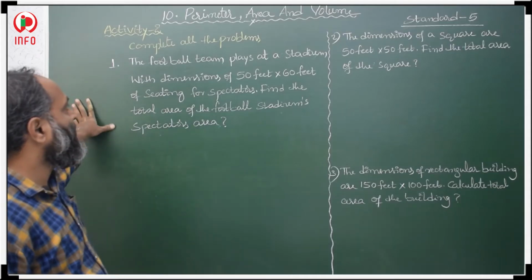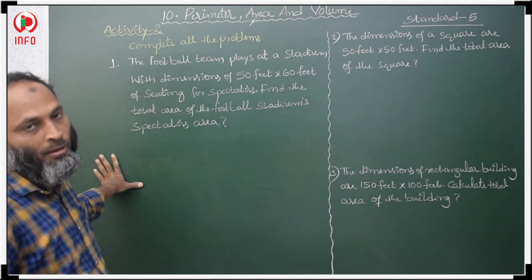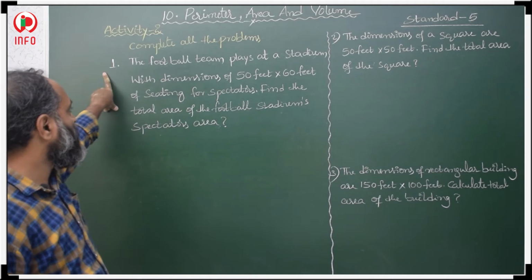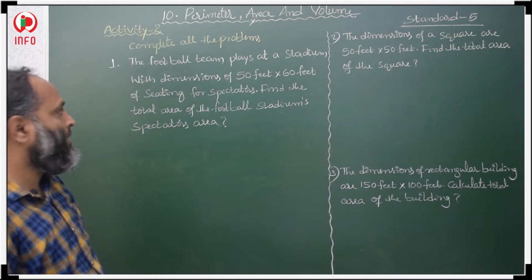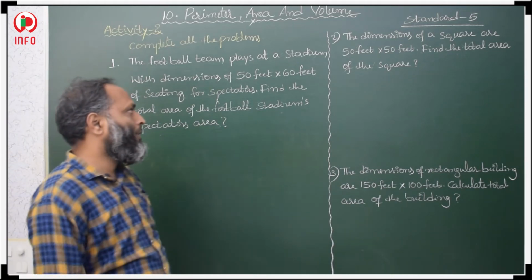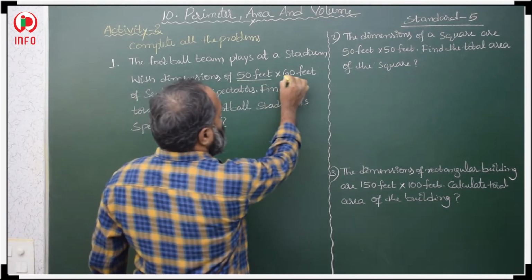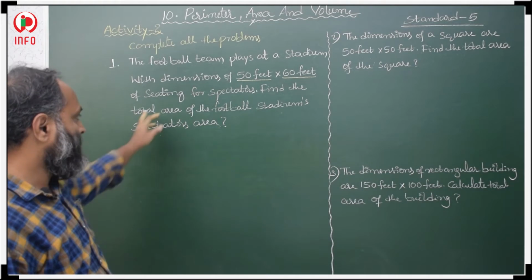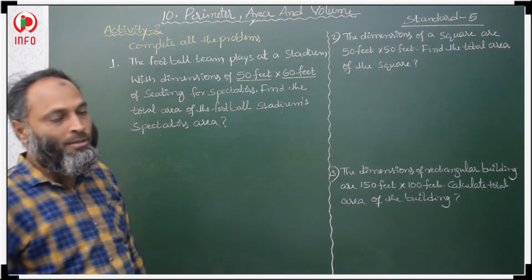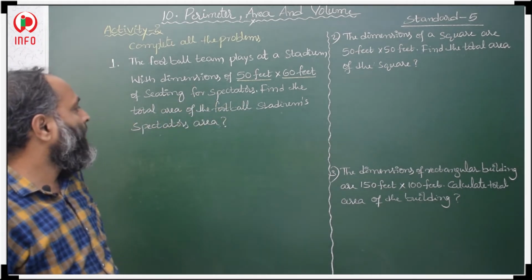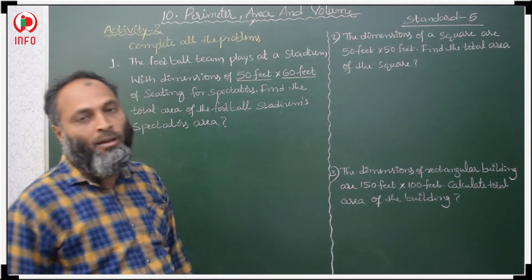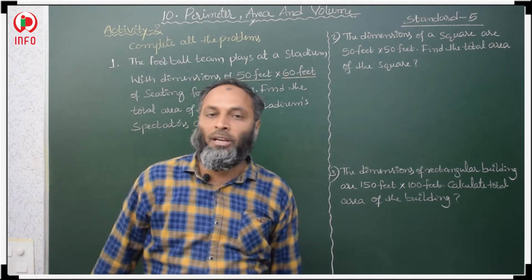Now in activity 2, what problems on area? So the first question: the football team plays at a stadium with a dimension of 50 feet by 60 feet. Length and breadth is given of a seating for spectators. Find the total area of the football stadium spectators area. Spectators means audience area we have to find.